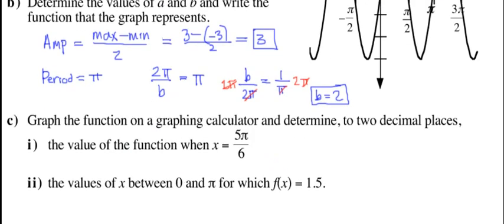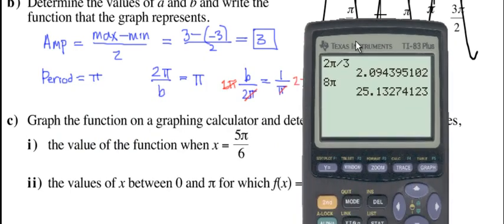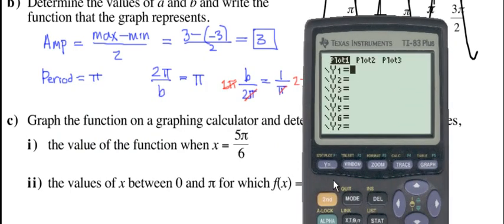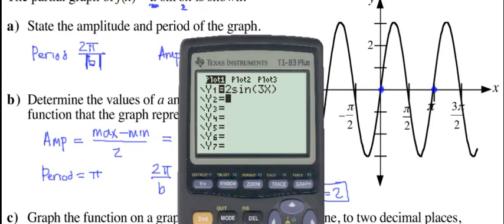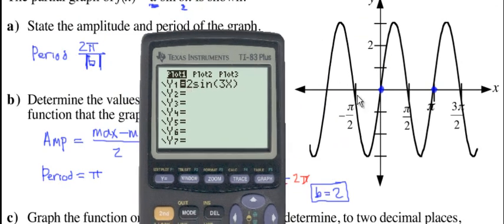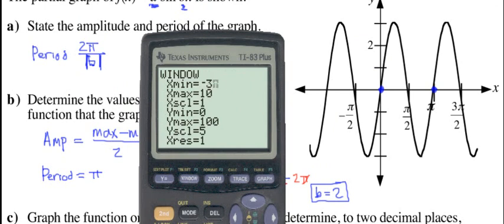Now, graph the function you just found and determine to 2 decimal places. We'll get to that in a minute. Let's just get it graphed first. Okay, so we said it's 3 sine 2x. And I'm just going to steal their window settings here. Minus pi by 2, minus pi. I'll go minus 3 pi by 2. That should be all right. Maybe a little more than they have, but whatever.